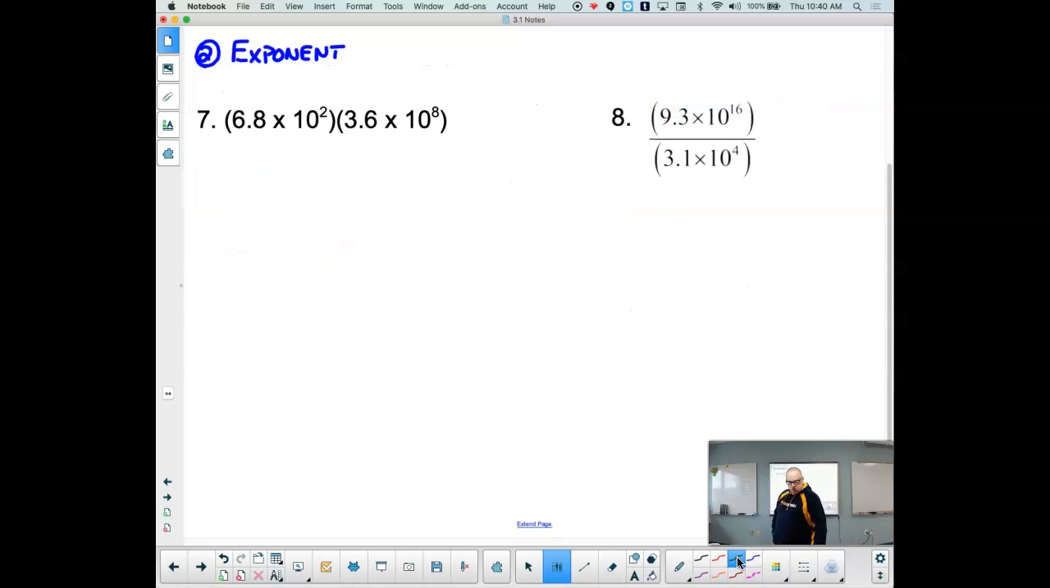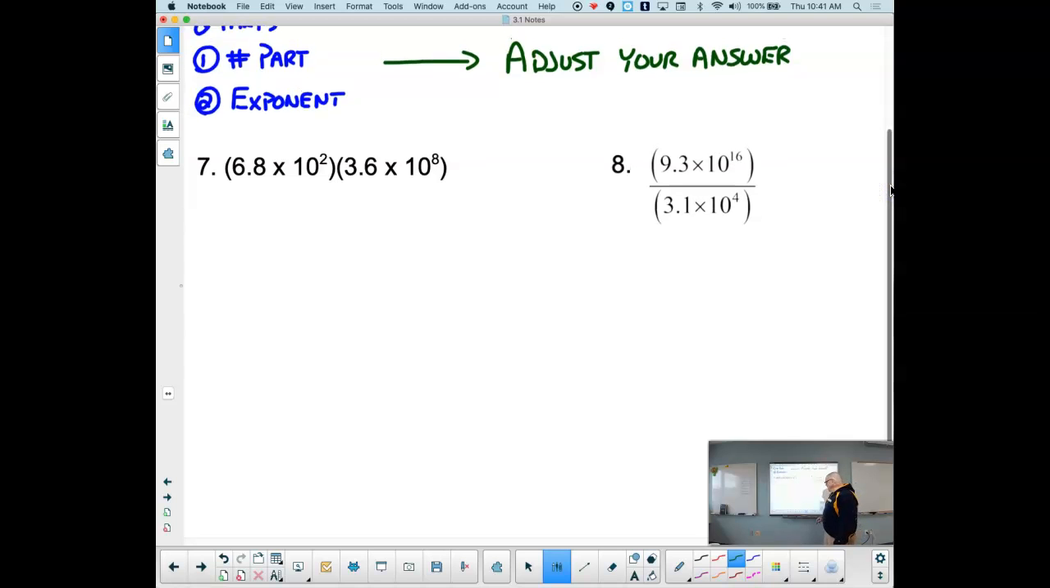Okay? So first off, this one is saying 6.8 times 10 to the second power times 3.6 times 10 to the 8th power. Well, the first part of my problem tells me that I deal with the number part first. So I'm going to look at these two numbers here, and I'm going to multiply them. 6.8 times 3.6 gets me 24.48.